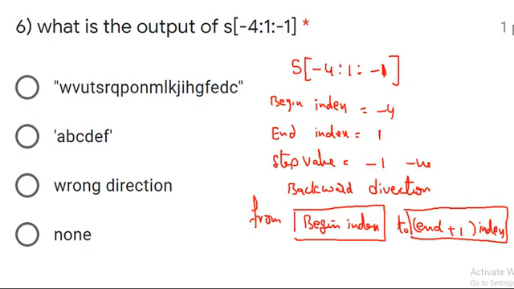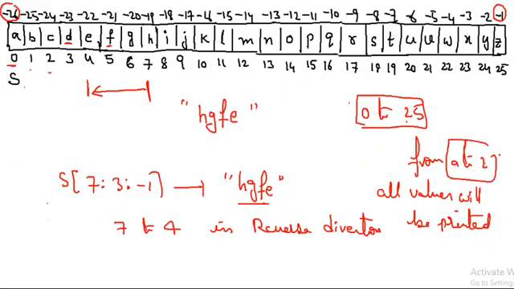That means what is your begin index? Minus 4. And what is your end index? 1. 1 plus 1 is 2. That means you have to travel from minus 4 to 2 in backward direction. Is it possible to travel from minus 4 to 2 in backward direction? Yes, it is possible.